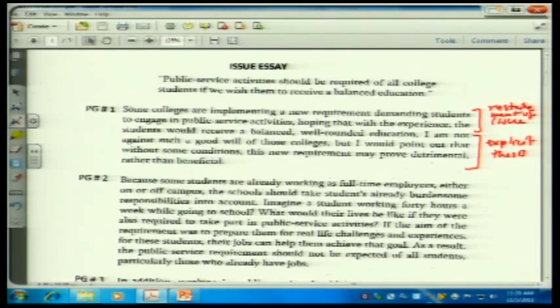Then you move on to the first reason. This is the reason that you have on the mind map or the outline already. So the first sentence, or the first two sentences, would be the issue that you have against that position. So this is reason one. Reason one is because some students are already working as full-time employees, either on and off campus, that requiring public activities would be too burdensome for them. So that's your first reason.